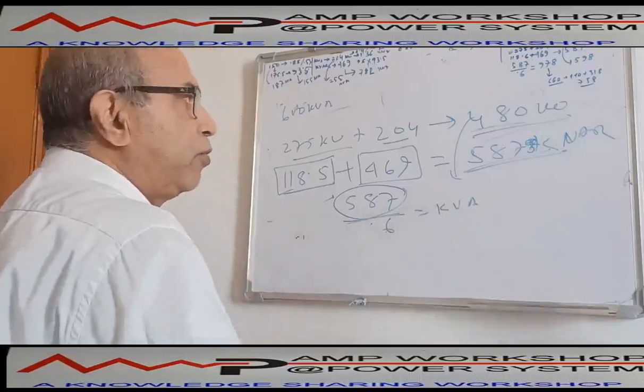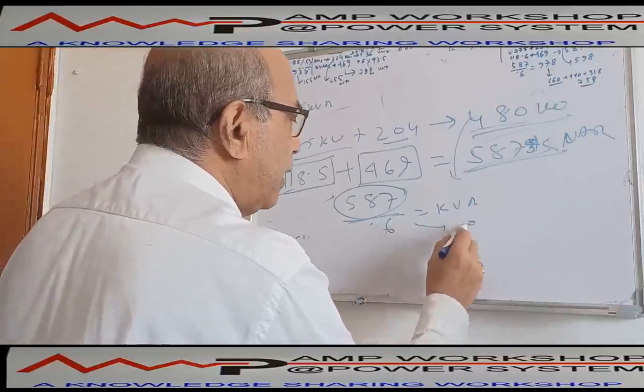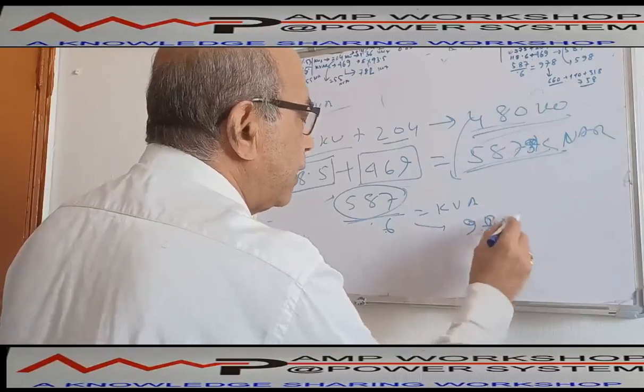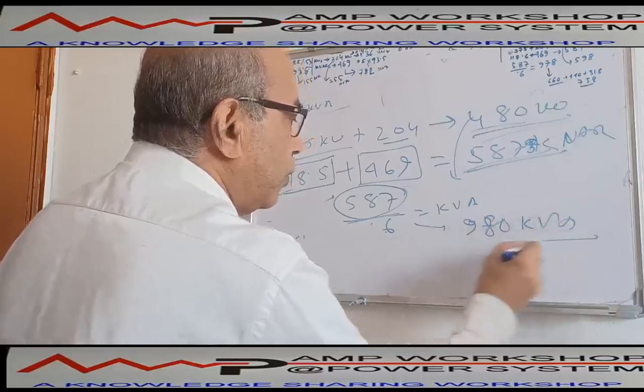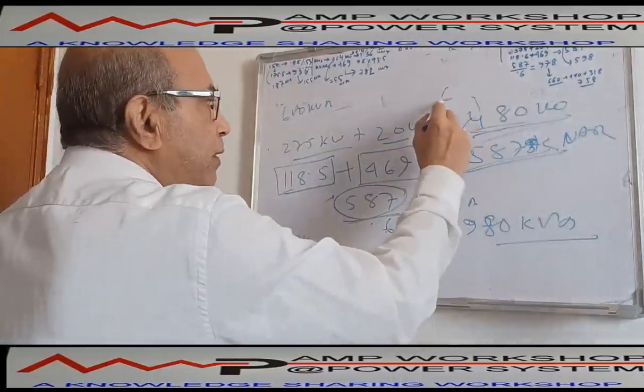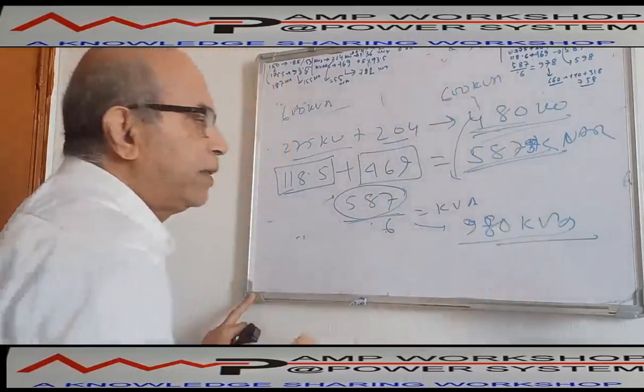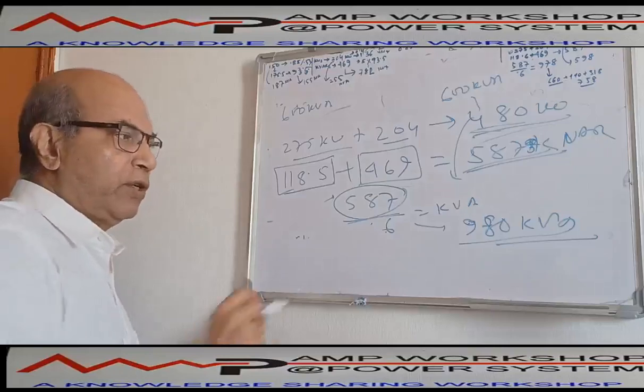How much is it coming to? If you divide this, it will be approximately 980 kVA. So in the case of kilowatt, if you go by kilowatt-wise, it needs a 600 kVA generator. But if you go this way, it needs a 980 kVA generator. So it is quite a big size.